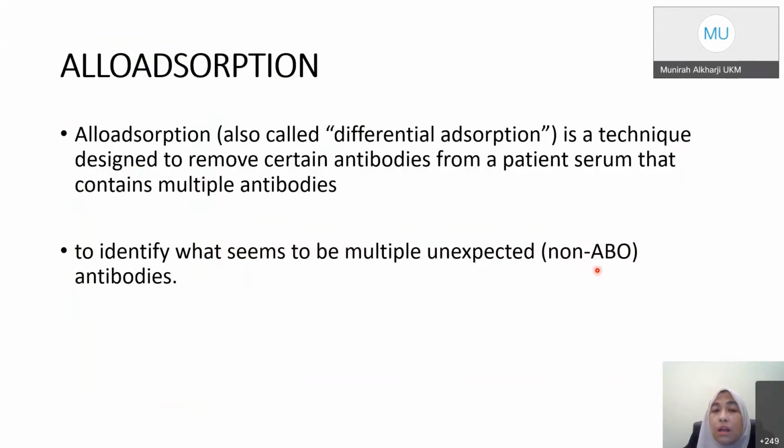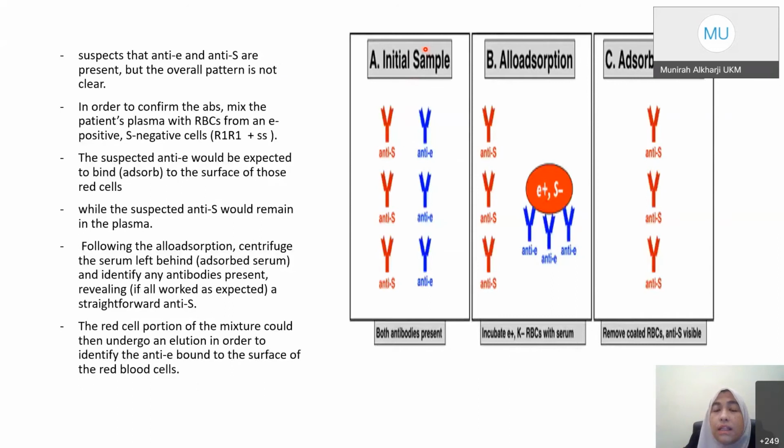So this is an example. Let's say the patient has anti-S and also anti-little e. Both are allo antibodies. So in order to confirm that this patient has these two antibodies, we must do the alloadsorption technique. So to this sample we add S negative and little e positive cells, R1r, little s. So we incubate at 37 for 15 minutes.